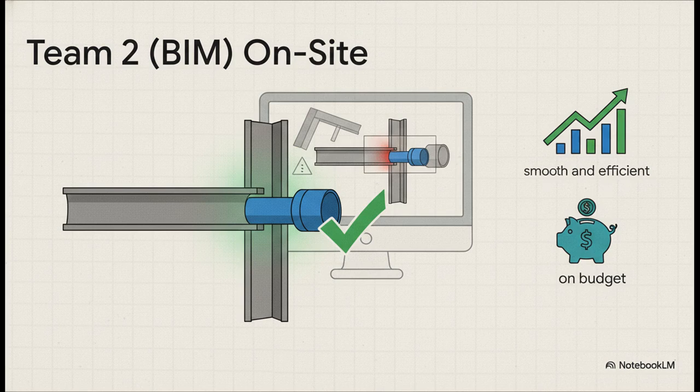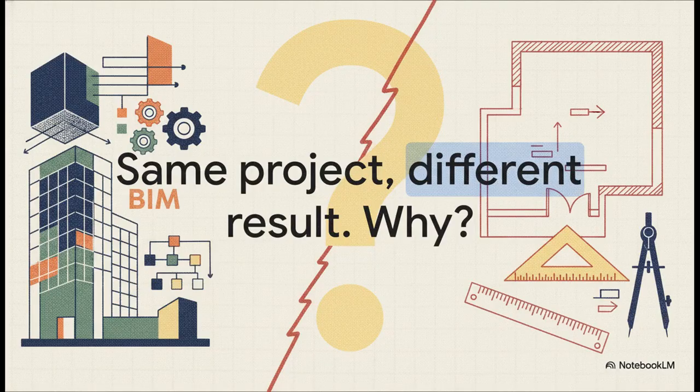But now, let's check in on Team 2. Remember that same pipe and beam clash? Oh, they found that months ago, way back in the design phase. It was fixed digitally with a few clicks of a mouse, long before a single boot ever hit the ground. For them, the build was smooth, efficient, and yeah, it was on budget. So, hold on. Same project, but two completely different outcomes. Why? What's the secret here? Well, the answer lies in the fundamental difference between how these two technologies actually work.